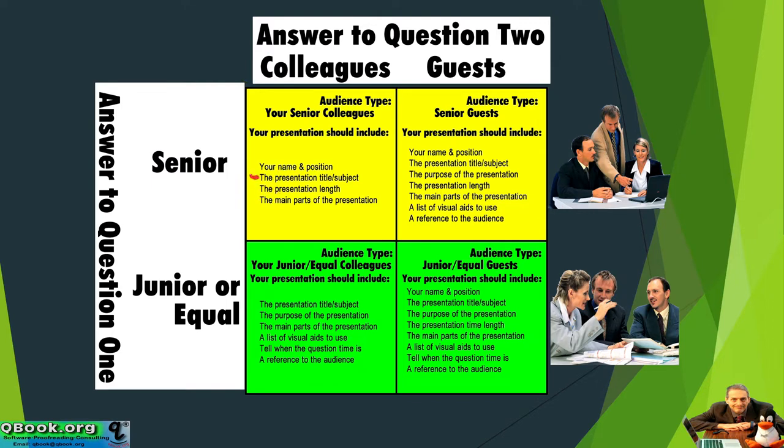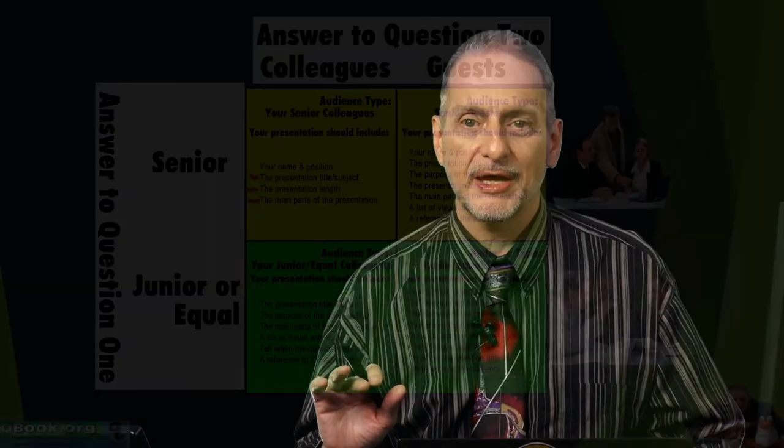Next, you give the presentation title and you mention how long is the presentation. My presentation today is on the sales forecast for the second quarter, and my presentation will last 10 minutes. Then you tell the major parts of your presentation. This presentation has 5 parts, including the introduction, the sales review, the sales projections, conclusions, and then question time. So that way we can see what's happening, right?